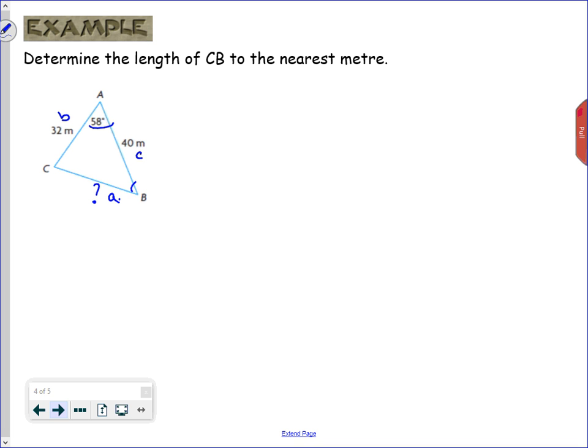Because we're looking for side A, we are going to start our cosine law with a squared. Then the other two sides get put after the equal sign. So a squared equals b squared plus c squared minus 2bc times cosine of angle A, because we know angle A and we've also started our cosine law with side A.